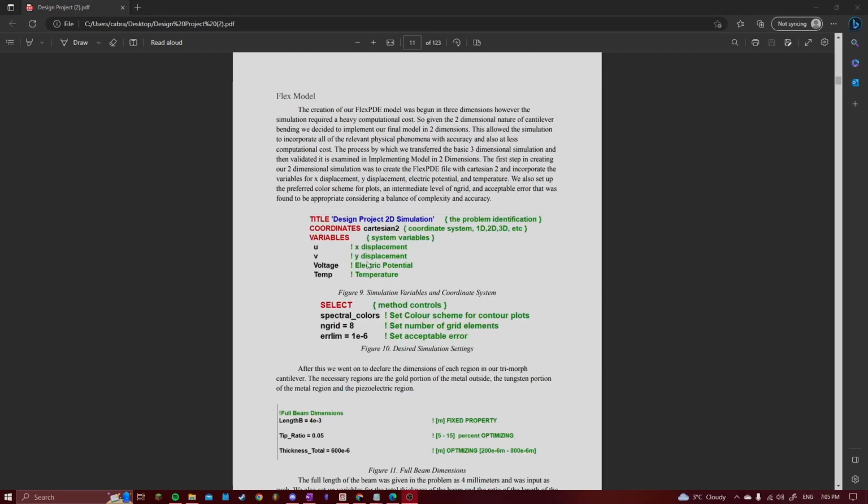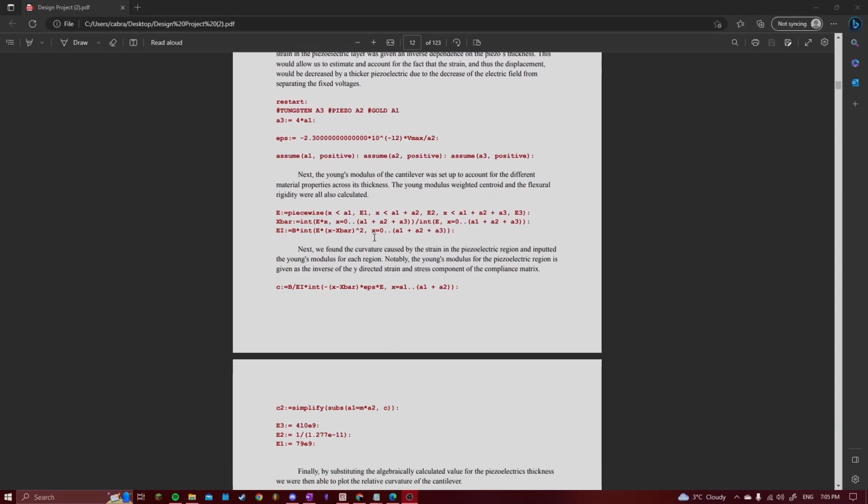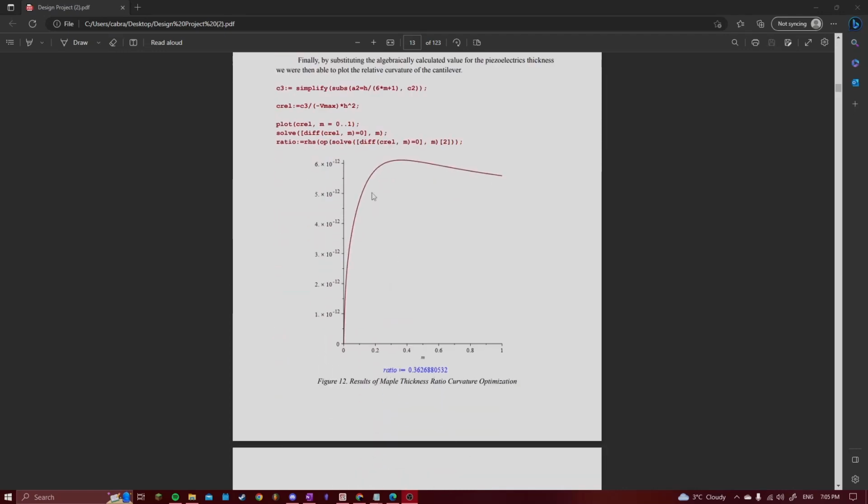So to build our model, first we initialize our variables, our beam dimensions, and then we go on to optimize the ratio of thicknesses. So this is gold to piezoelectric, where tungsten will be 4 times the gold automatically. Accounting for all that, we use static physics to solve for the maximum curvature, which we find at this ratio right here.